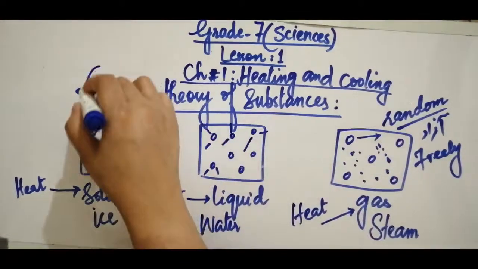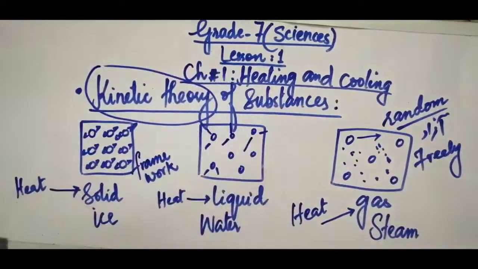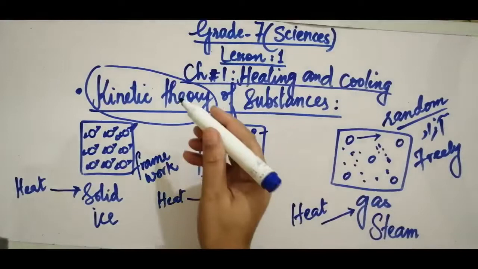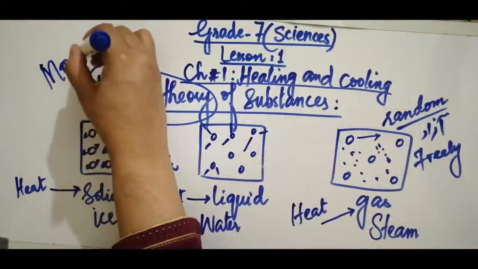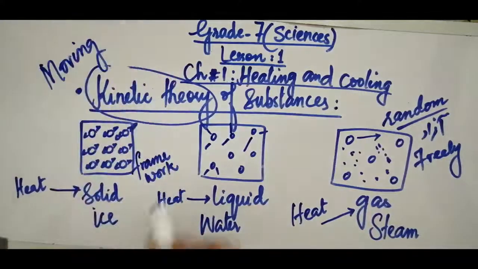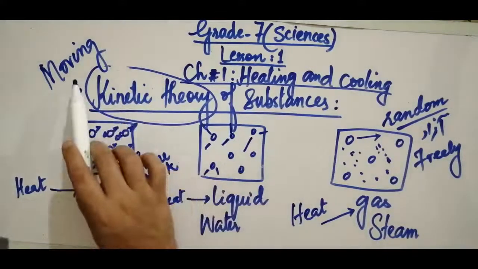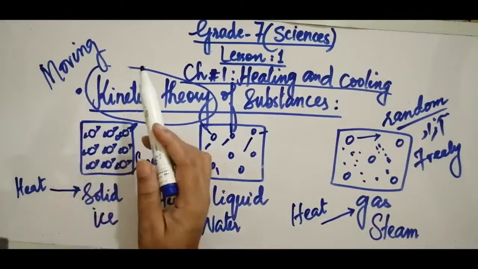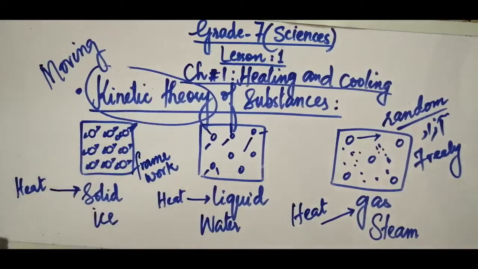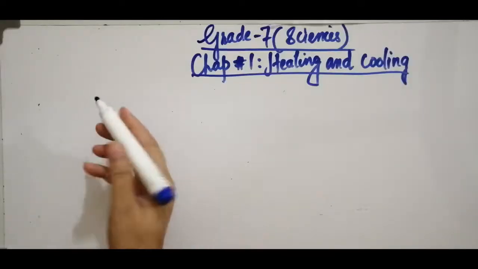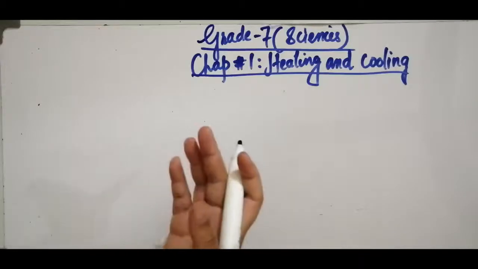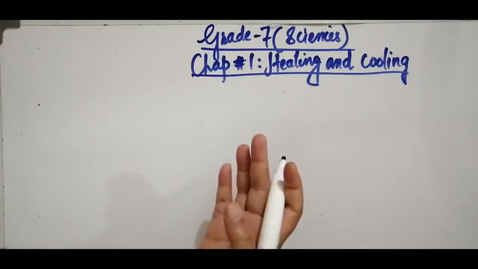And what is this kinetic theory of molecules about? Kinetic theory of different substances. What is the meaning of kinetic? Movement, moving something. So this theory is based on the movement of molecules or atoms from their places, a little or more. In the kinetic theory of molecules, you have studied the concepts of solid, liquid and gas.